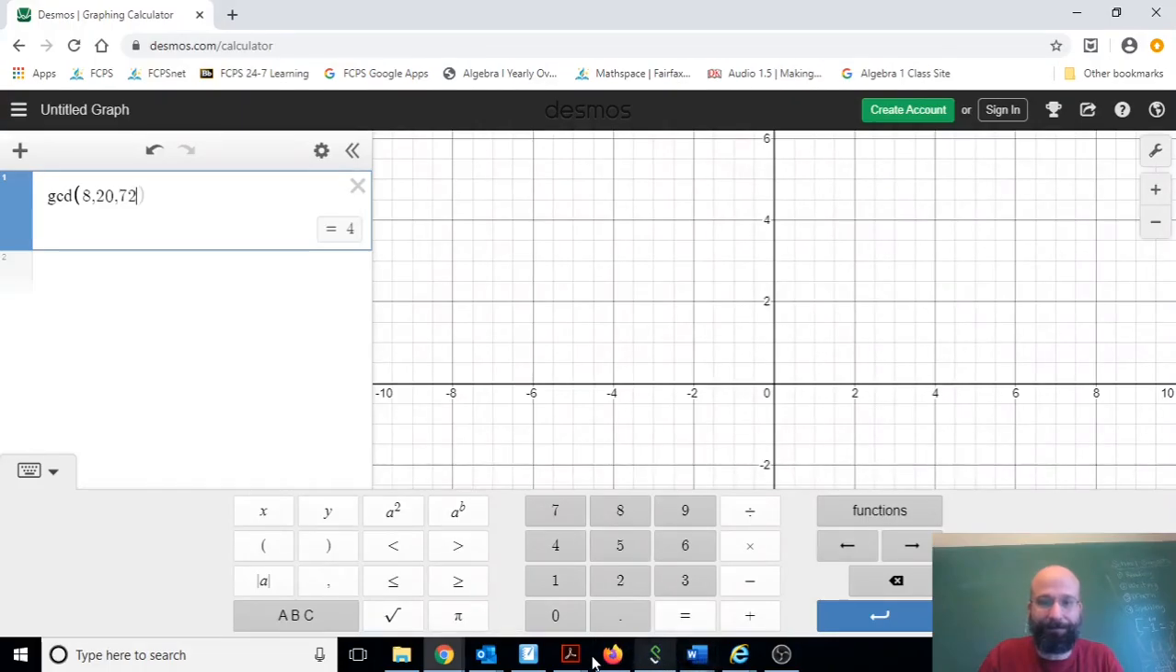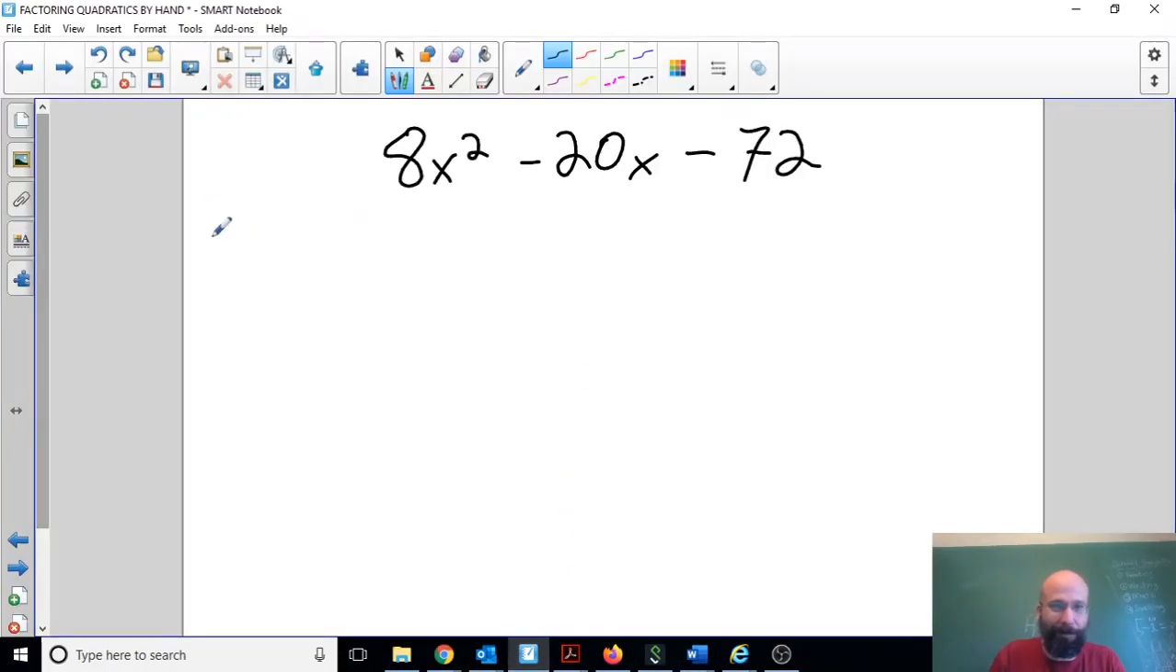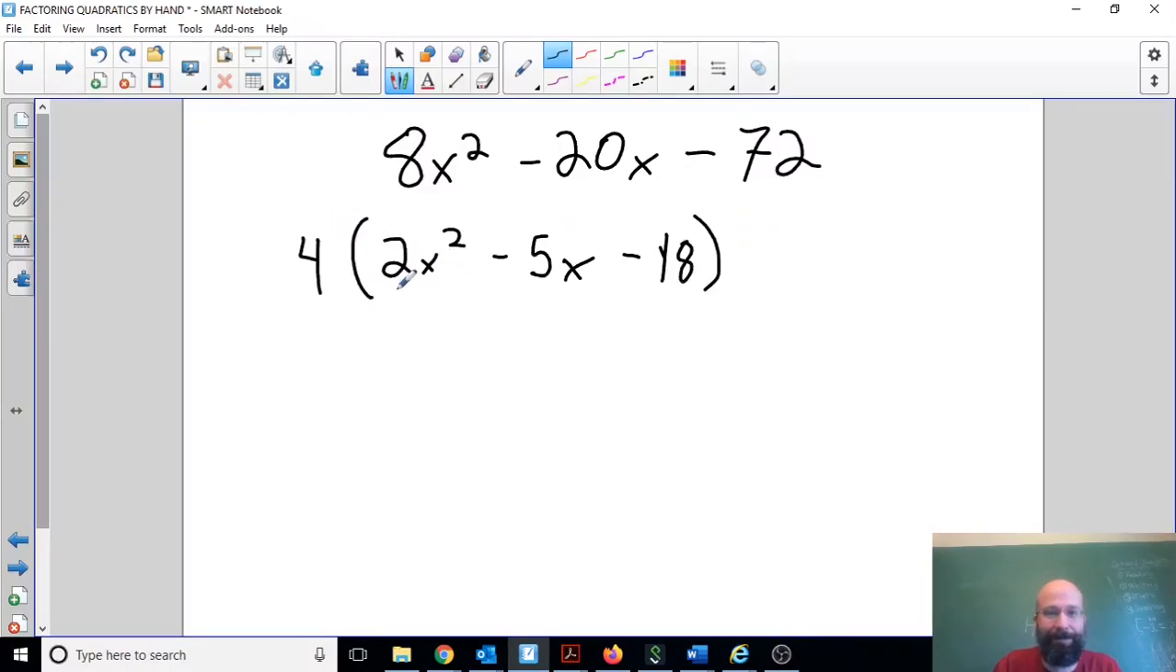So that means that I can take out a 4 of everything, out of all of these terms. I can divide 4 out of all these terms. So this 8x squared divided by 4 would be 2x squared. Negative 20x divided by 4 is negative 5x. Negative 72 divided by 4, 18. So once we found that GCF, now this is the trinomial that we want to factor. We pull this out so we don't have to worry about the 4. That'll be part of our answer. But for these next steps, we're just dealing with this trinomial.